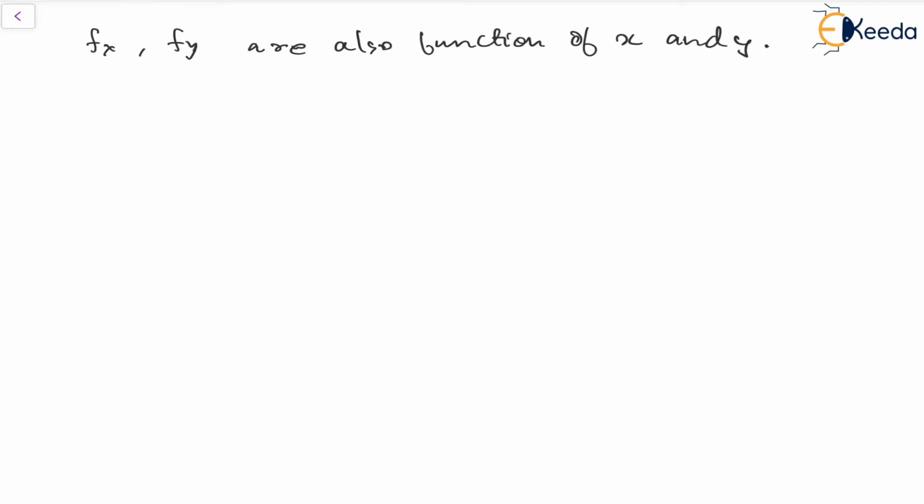Now the next observation which we can make is, in general, this fx or fy are going to be functions of x and y again. So fx and fy are also functions of x and y. So it is possible that we can differentiate this further. So further differentiation is possible.